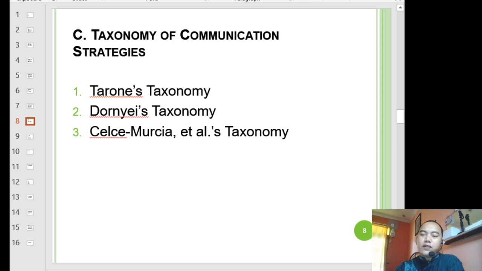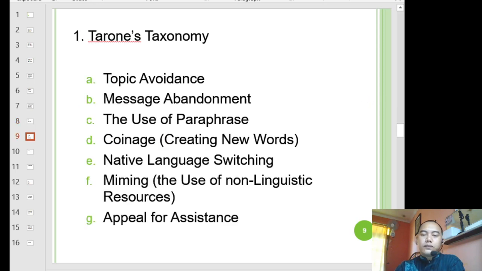There are different ways of classifying communication strategies. Some of them are the Tarone taxonomy, Dornyei's taxonomy, and Celce-Murcia taxonomy. Tarone taxonomy 1981 classified communication strategies as follows. Number 1, topic avoidance. When learners are already aware of gaps in their repertoire, an obvious strategy is to try to avoid occasions which will present difficulty.